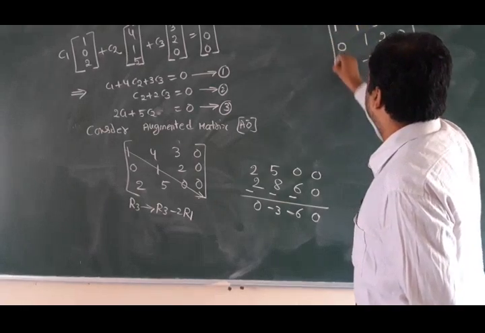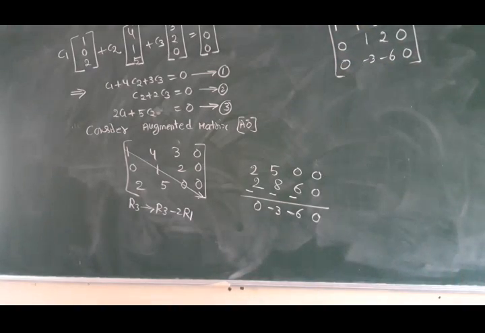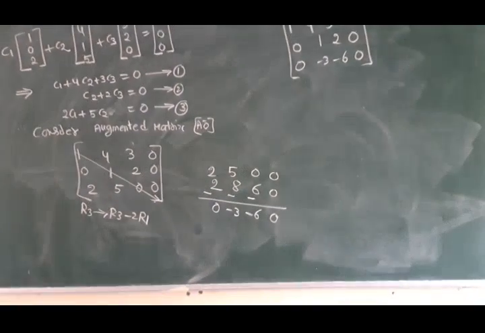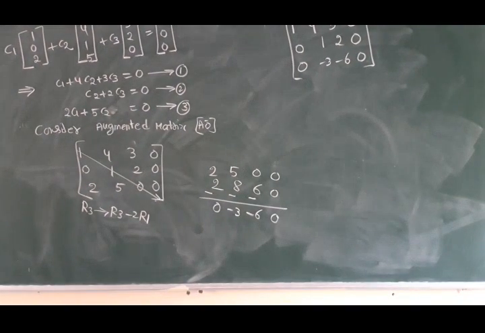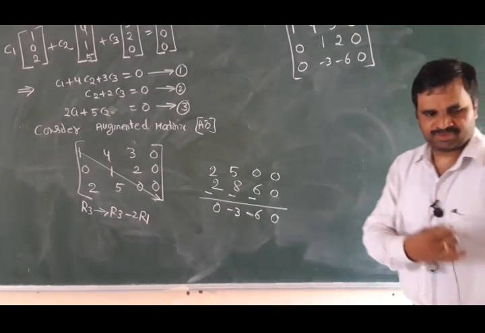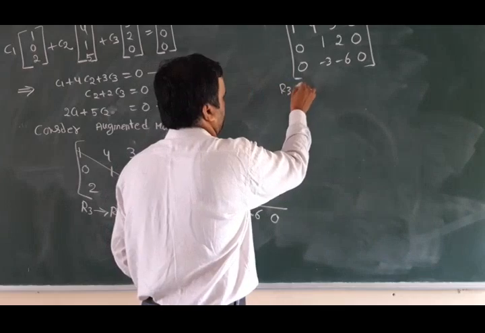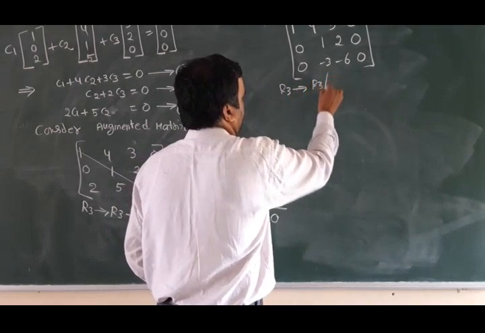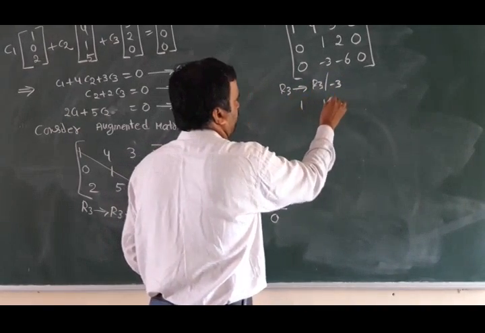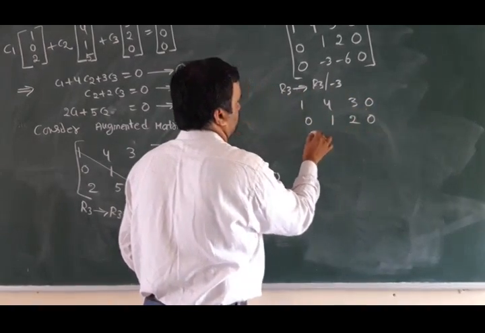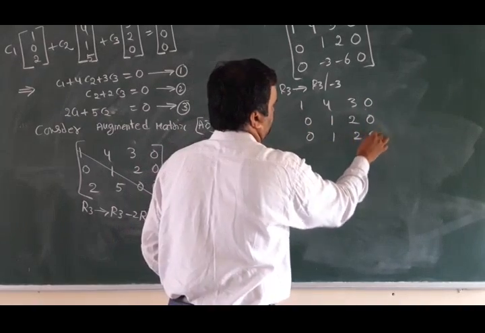As the third row is 0, minus 3, minus 6, I can divide by minus 3. R3 implies R3 divided by minus 3. So we get 1, 4, 3, 0; 0, 1, 2, 0; and the third row 0, 1, 2, 0.